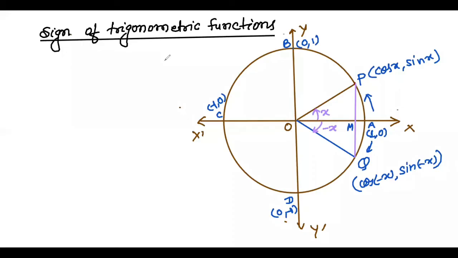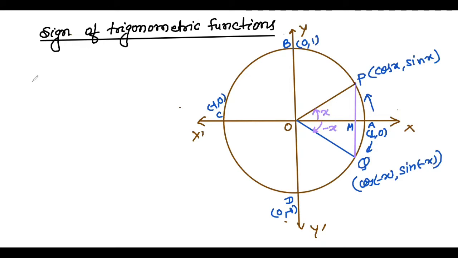Now we'll discuss the sign of trigonometric functions. Here I have drawn a unit circle where the radius is 1 unit, and I have drawn angle x in the anti-clockwise direction and angle minus x in the clockwise direction. So point P is (cos x, sin x), and the coordinates of point Q will be (cos of minus x, sin of minus x).